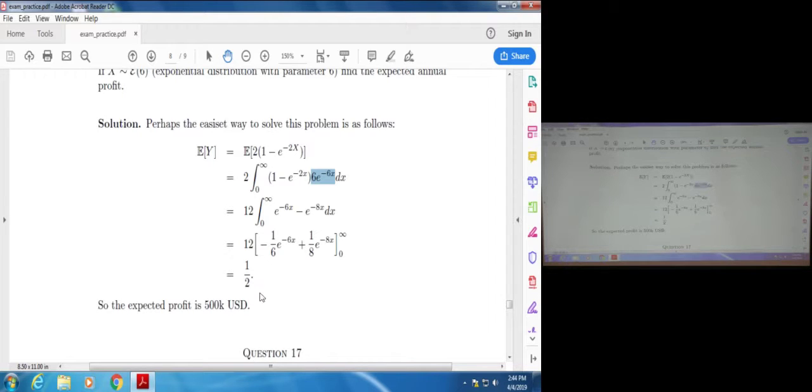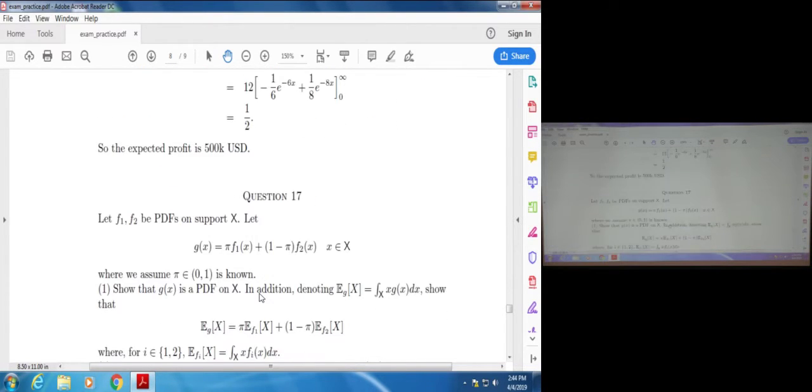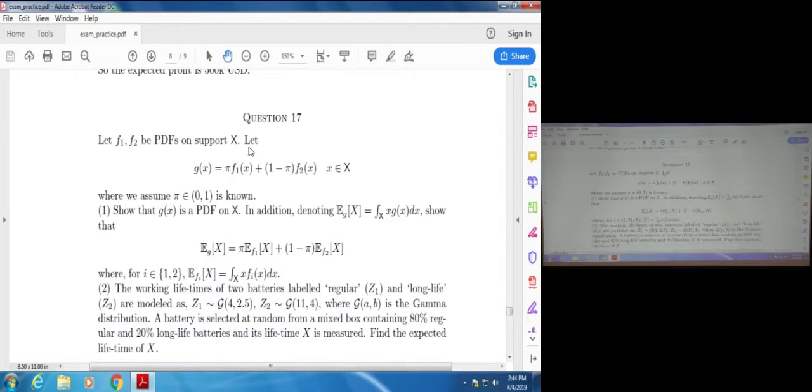Okay, very good. So the last question, again, these are not covering all the possible things we can do. It's just the questions I had available for us to do. So here we're doing the following. We're given two PDFs, f1 and f2, and they have some support X. And we let g of x equal pi times f1 of x plus (1 minus pi) times f2 of x, where pi is in the set [0, 1] and is known.